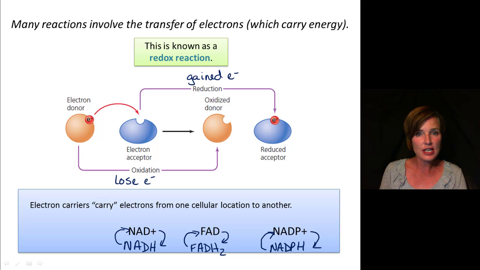I personally like to think of them as taxis for electrons. They collect them, deliver them, go back and get more, collect, deliver, and that's basically the cycle that they're going to be constantly performing.